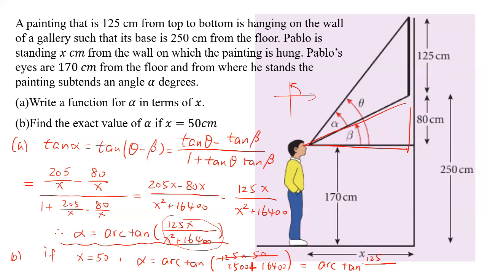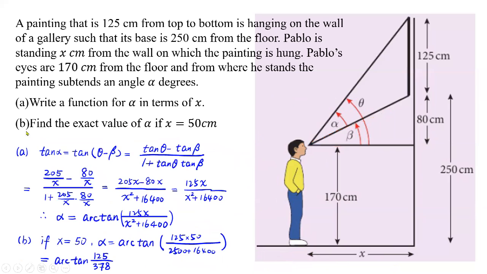Which is arc tangent 125 over 378. This is an exact solution for the second question, okay? All right, you can also check the complete solution in this lecture slides after the class. Okay, I'll give you 2 minutes to have a look at this.